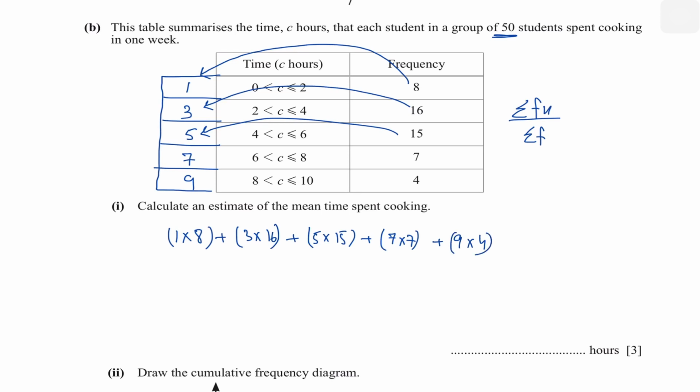Okay, so then I'm going to divide it by 50, so I'm just going to do this in my calculator. So 1 into 8 bracket close plus 3 into 16 bracket close plus 5 into 15 bracket close plus 7 into 7 plus 9 times 4 bracket close. So this is equal to 216, the numerator, divided by 50. Let's work this out. So this is equal to 4.32 hours.